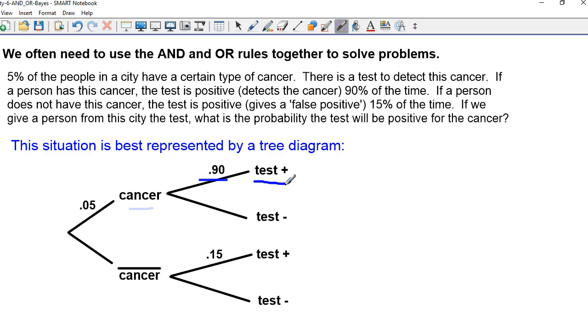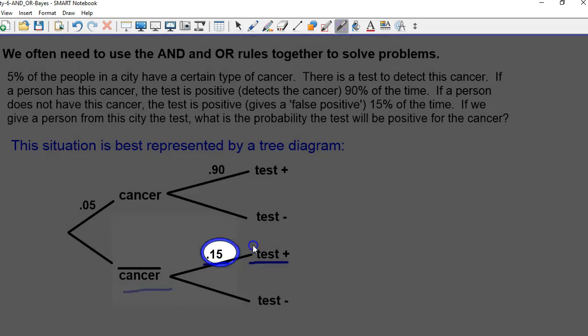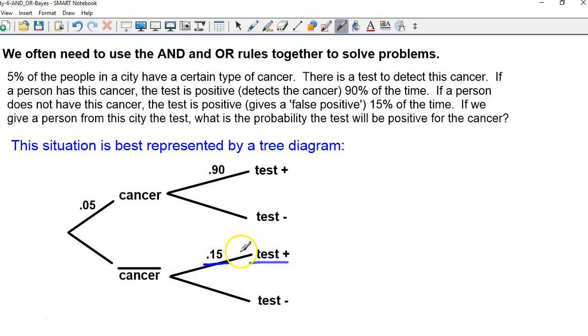It's a conditional probability. If a person does not have cancer, so that we're here in the tree, the test is positive 15% of the time. That's why this branch here is 15%. That's the conditional probability of having a positive test given that we don't have cancer. Okay, so those are the three numbers in the problem, and that's where they would fit on the tree diagram.